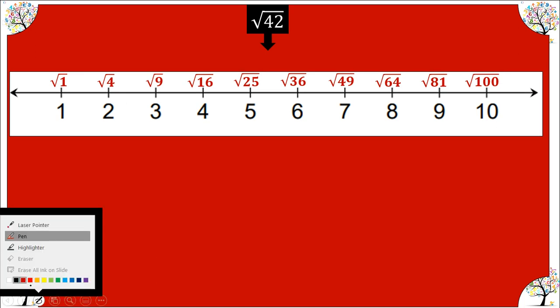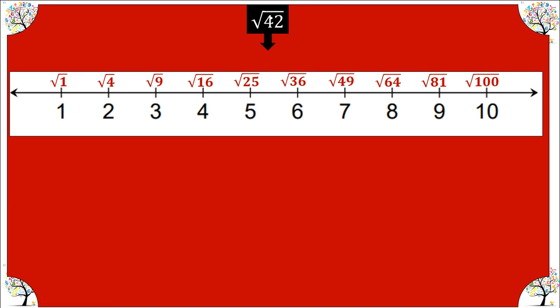Okay, let's do another one. The square root of 42 comes between the square root of 36 and 49. Now here's the thing, guys. I have this number line on each page of our lesson, but remember, you're not going to really have this list of perfect squares. That's why you have to have these memorized. And anytime you're taking a test or a quiz or even just a handout, I would go ahead and write out all of these perfect squares at the top of my paper.